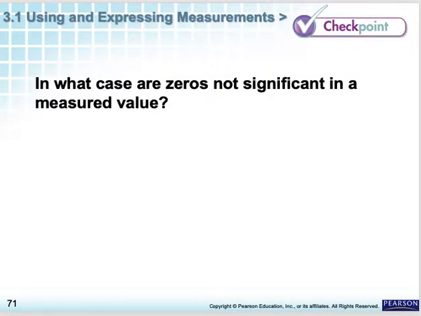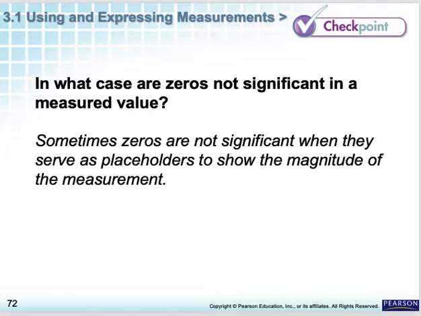So, in what case are zeros not significant in a measured value? We're almost done, I promise. Zeros that are not significant would be things like leading zeros and ending zeros that are there just to put the number in the correct position. So, we will do lots of examples in class. Now that you've gotten through the end, we're going to be good.